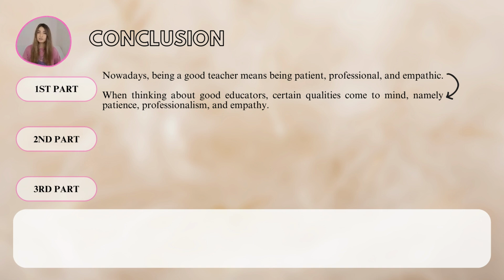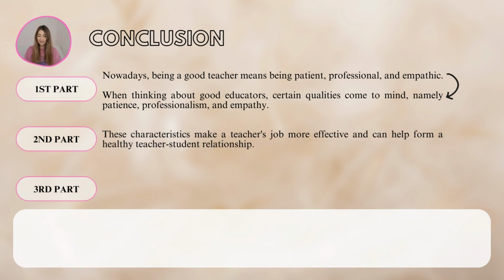The second part of a conclusion reviews the main points of the body paragraphs. Now, I've already mentioned my main points. I've already mentioned patience, professionalism, and empathy, so I'm not going to do that again. Instead, I'm going to say why those main points, those qualities, are important based on what I've written. These characteristics make a teacher's job more effective and can help form a healthy teacher-student relationship.